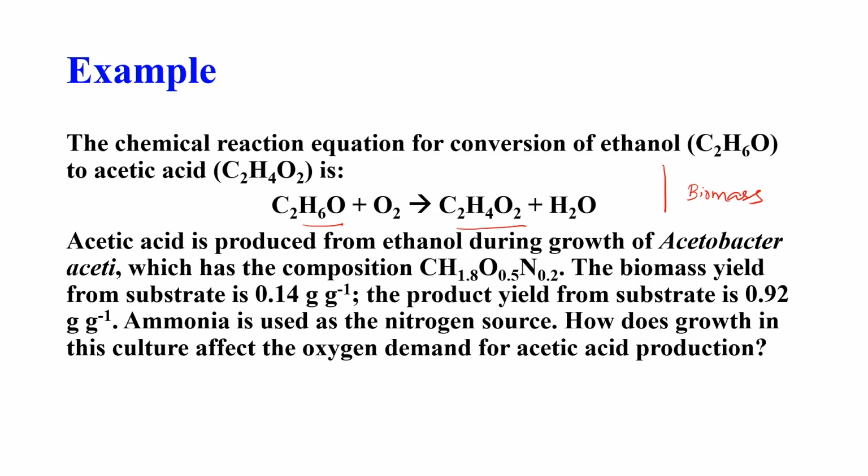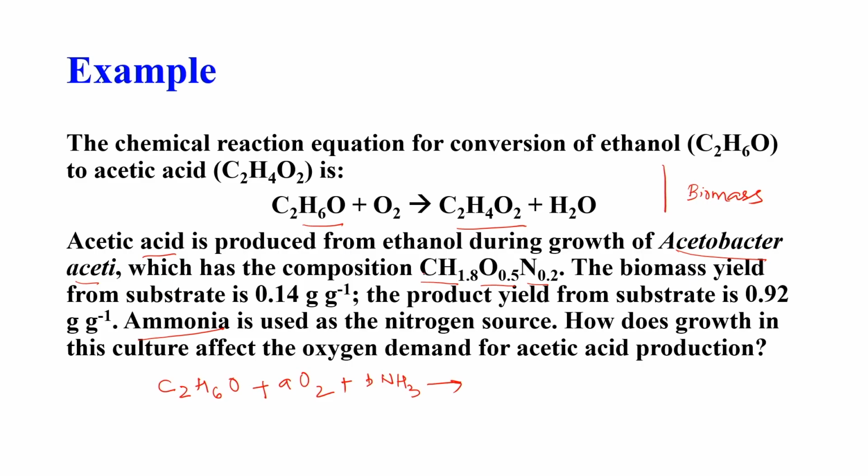Now, I am going to produce acetic acid using Acetobacter aceti, which has a composition of CH1.8O0.5N0.2. So, what do we have to write? We have to write the stoichiometry relation using the carbon source, that is C2H6O plus A O2. What is the nitrogen source? It says ammonia is the nitrogen source, B NH3 ammonia.